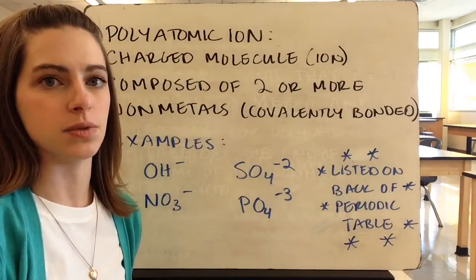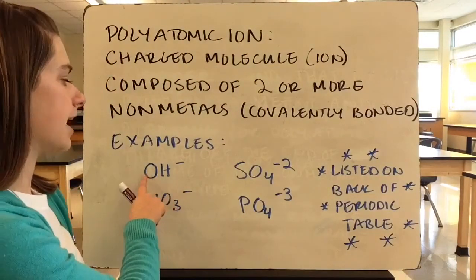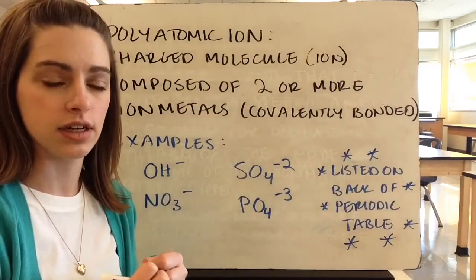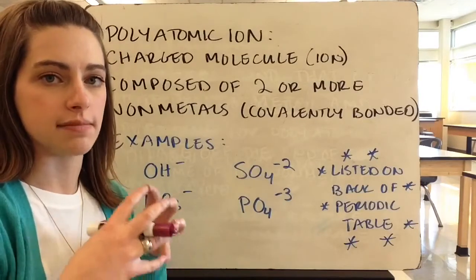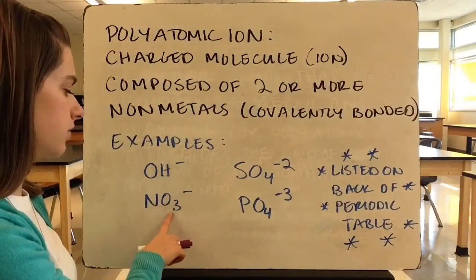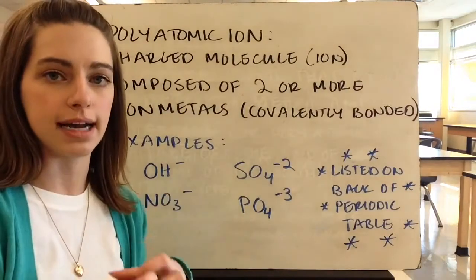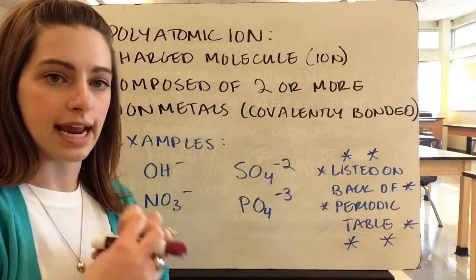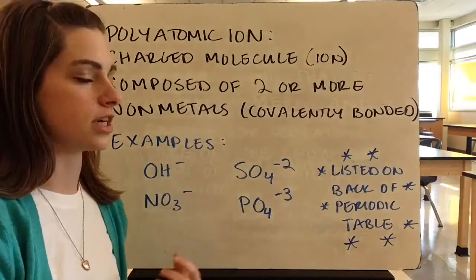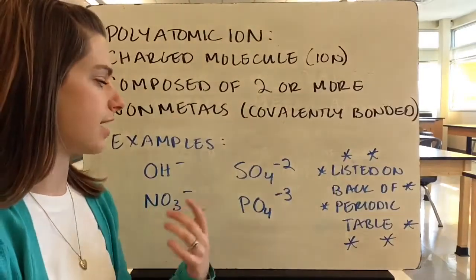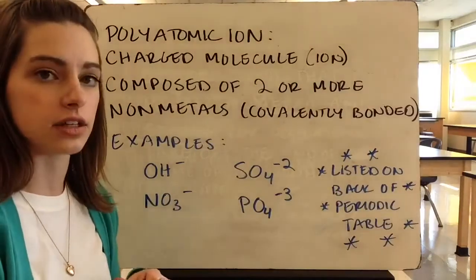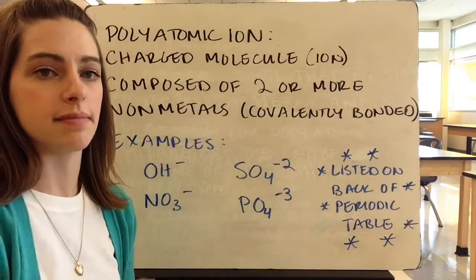So let's look at some examples of these. One example would be hydroxide, which is OH, so it's an oxygen and a hydrogen bonded together. As a group, that OH has a -1 charge. Another example is nitrate, so one nitrogen and three oxygens arranged and bonded together. That group, that NO3 as a whole, has a -1 charge. So instead of oxygen having a -2 and nitrogen having a -3, you bond these nitrogens and oxygens together and you get something as a whole that has a -1 charge.